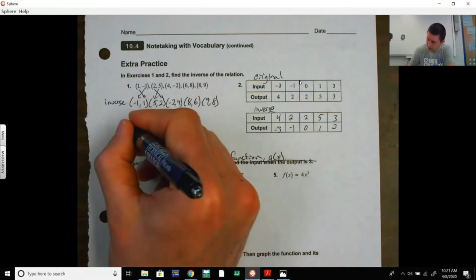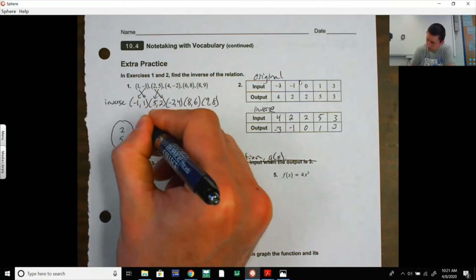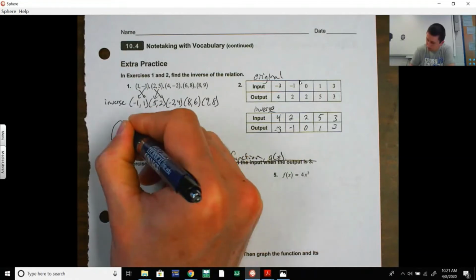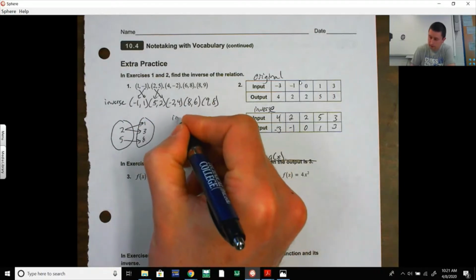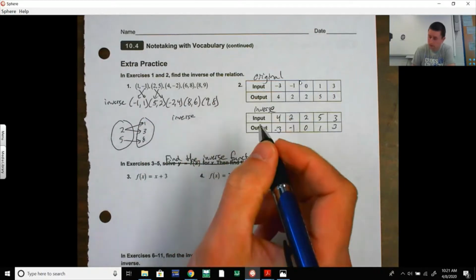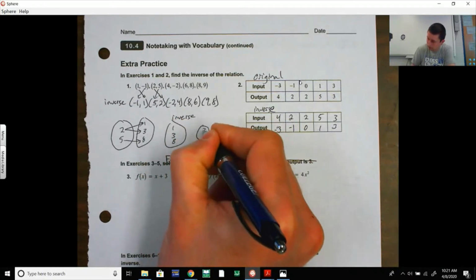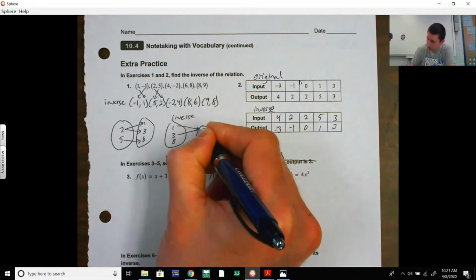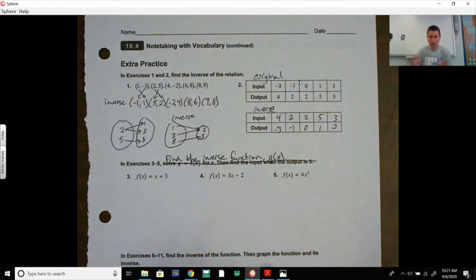Mapping will be the other thing they have. Let's say we have 2 and 5, and it maps to 1, 3, 8. So 2 goes to 1, 2 goes to 3, 5 goes to 8. If they want the inverse of that, you'll have 1, 3, 8, and we'll have 2, 5. 1 will go to 2, 3 will go to 2, 8 will go to 5. So when you have mappings, that's what happens there. You just switch them, connect the lines there.